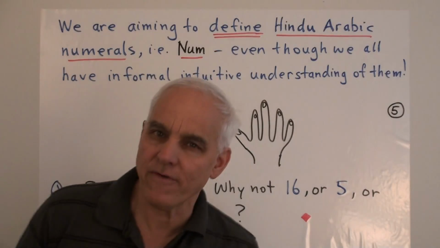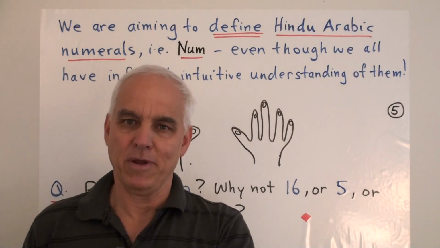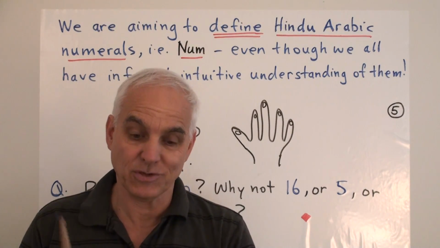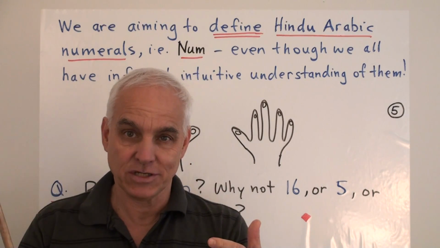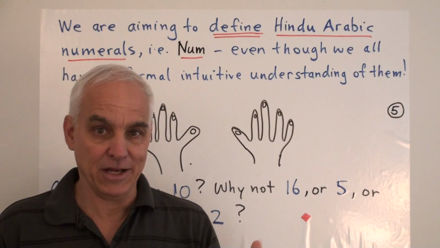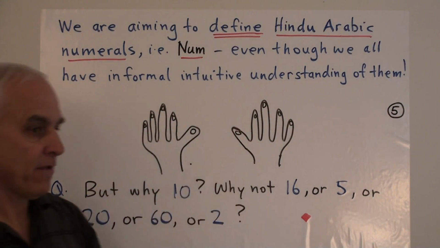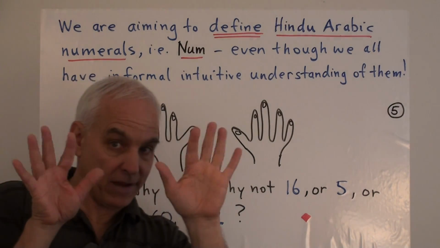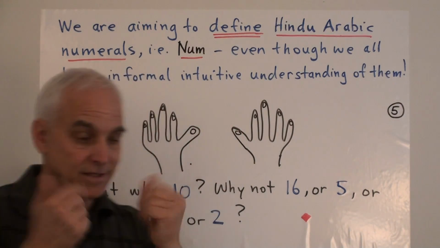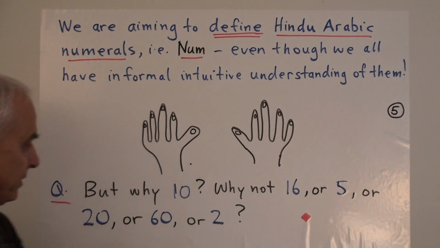So we're in the position now of having to define, or try to define, what the Hindu Arabic numerals are. In other words, we need to give definitions, even though, of course, we all have an intuitive understanding of what these things are. And of course, it comes down to the fact that we have 10 fingers on our hands. That's the ultimate reason why the powers of 10 are important.